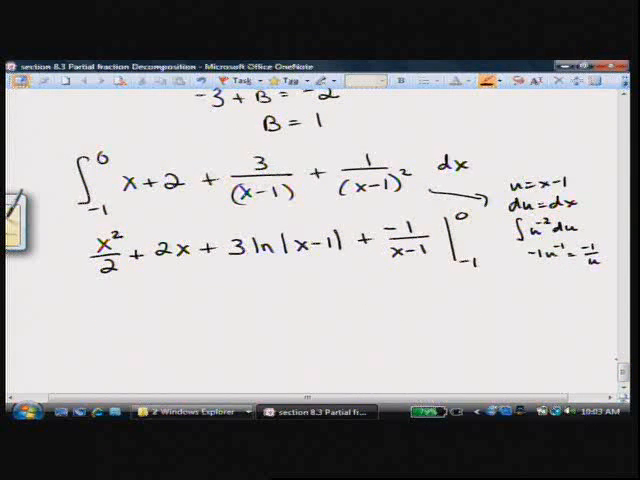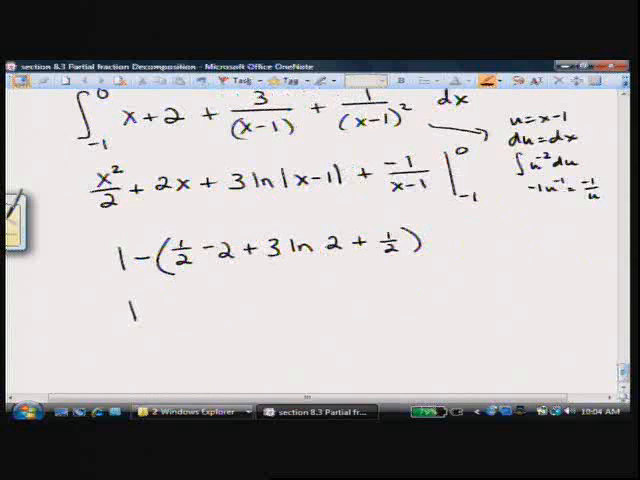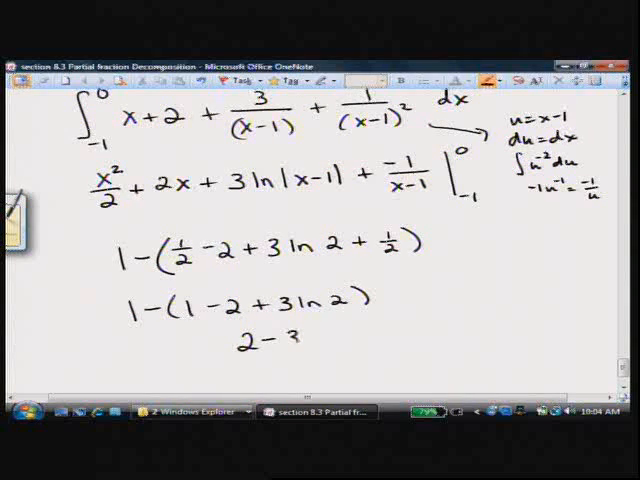Okay, when we plug 0 in, this is 0, this is 0. The ln of 1 is 0, so that's 0. And then you plug 0 in here, you're going to get negative 1 over negative 1, which is 1. This is 1 minus. When we plug negative 1 in, we're going to get 1 half minus 2 plus 3 ln of negative 1 minus 1, which is negative 2. Take the absolute value, ln 2 plus, this is positive 1 half. And so then this is going to be 1 minus 1 minus 2 plus 3 ln 2. So when you distribute this negative, the ones will cancel. You'll have 2 minus 3 ln 2 as your answer.